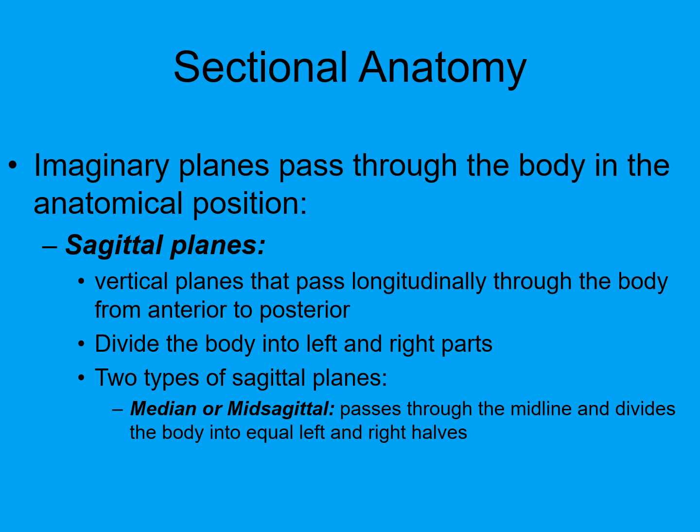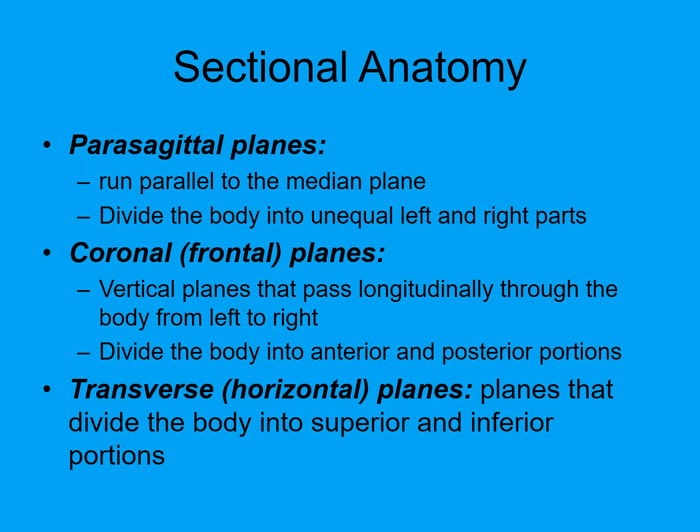We also can think of what we call sectional anatomy. This is where you have an imaginary plane that passes through the body, and you can do different types of sections or cuts. There's three main planes. You have the sagittal plane. This is going to divide the body into a left and right part. Now, if you go right down the midline, it would be referred to as a mid-sagittal. Parasagittal is going to run parallel to that, but it's not going to be exactly down the midline.